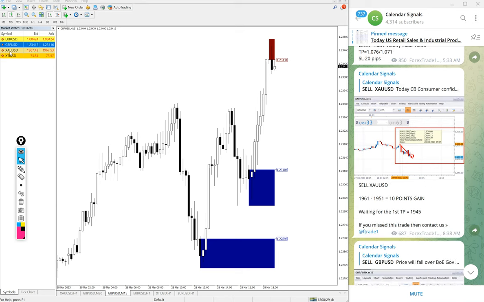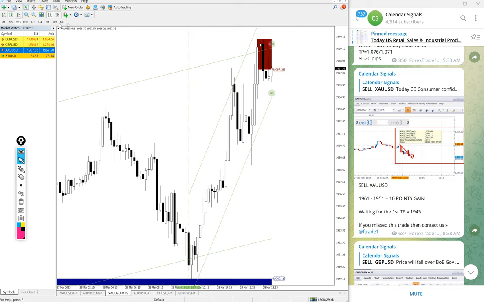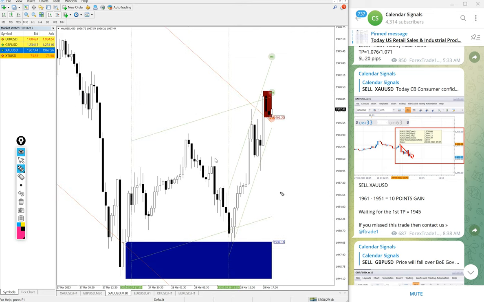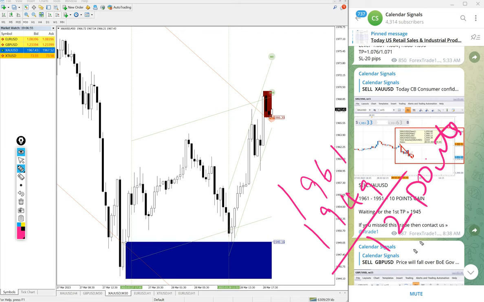And gold also performed today. Sell gold we gave. Entry at 1961 till 1949 actually. So 12 points gain. 1949, 12 points gain on sell gold signal.